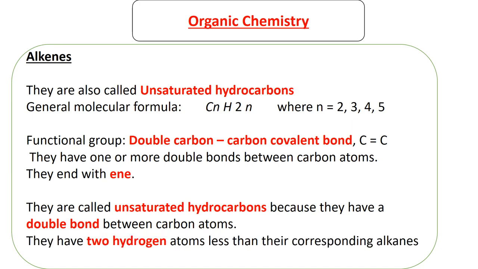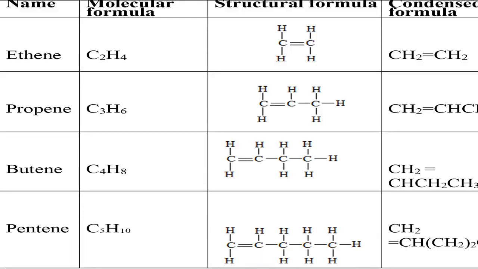So when you compare an alkane with its corresponding alkene, for example, if you get ethane and ethene, or propane and propene, you're going to see that the alkenes have 2 hydrogen atoms less than their corresponding alkanes. So propane is going to have 2 more hydrogen atoms as compared to propene. Of course, again, not having enough space here, but anyway, these are just some examples of alkenes, their molecular formula, their structural formula, and the condensed formula.